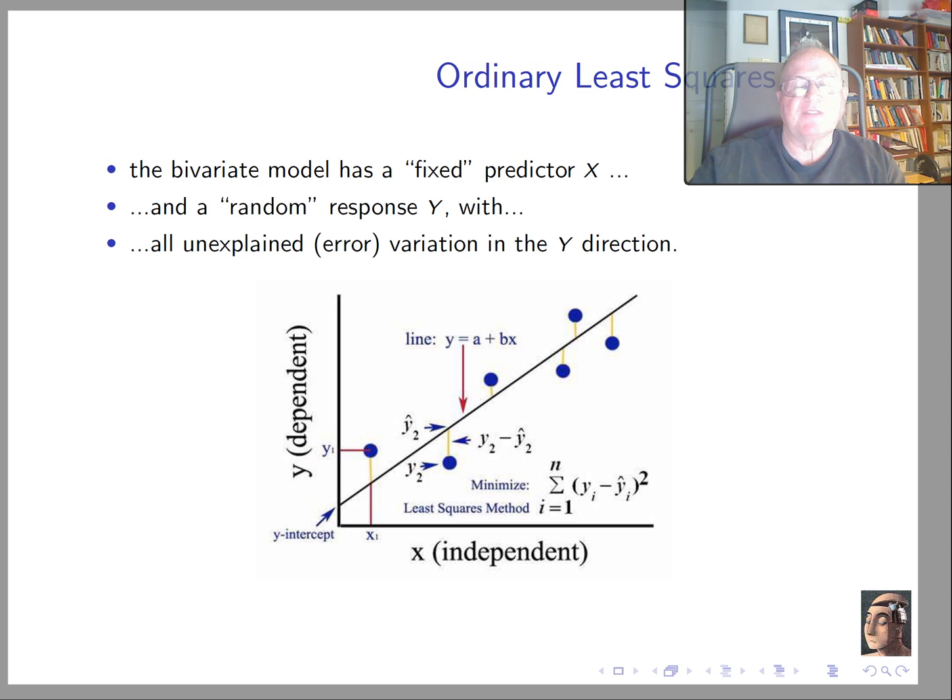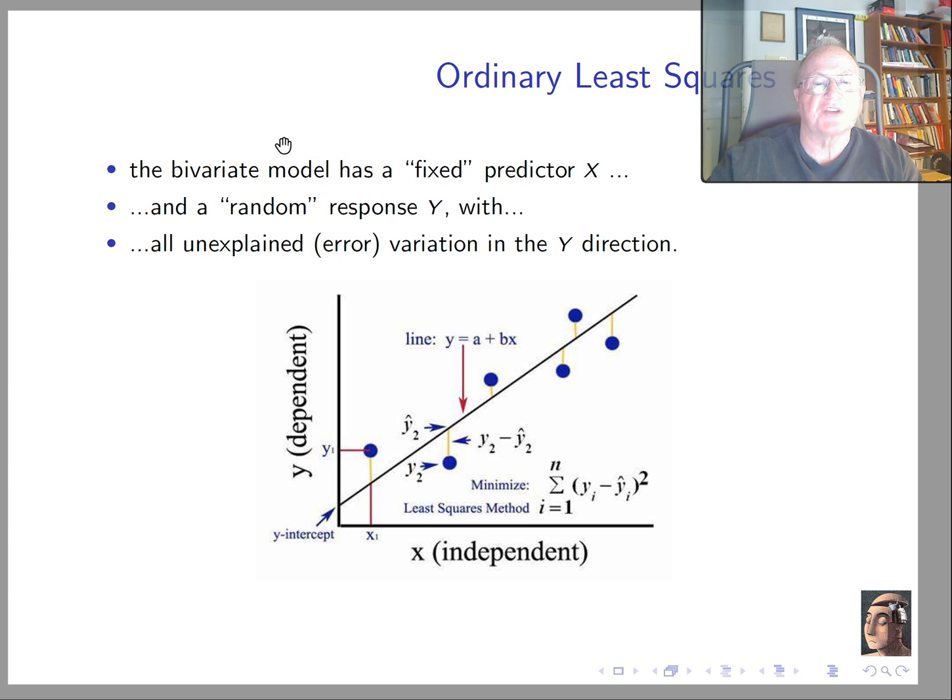Now the way we fit the line is with a process called ordinary least squares. Ordinary least squares looks at the bivariate model with a fixed predictor x and a random response variable y, with all the unexplained variation in the direction of the y or response variable. So you can see here, here's our variation up and down above the line. The values of x are presumed to be known perfectly.